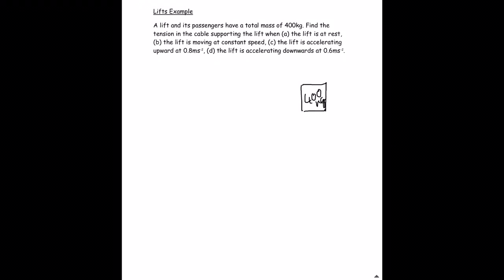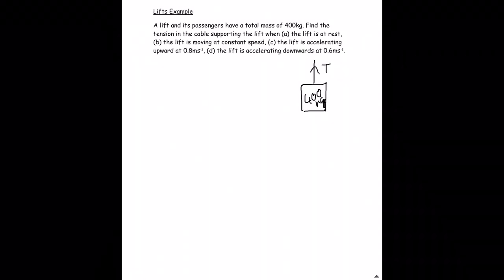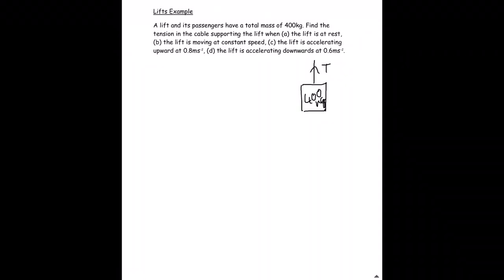And this lift is dangling on a cable here. Now, in real life, there's a little bit more holding your lift up than just a little piece of string like this, but just go with it for these examples. There's a lift and everything inside it has a mass of 400 kilograms. Find the tension in the cable supporting the lift and there are 4 different scenarios, A, B, C and D.